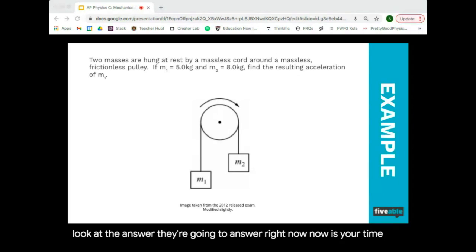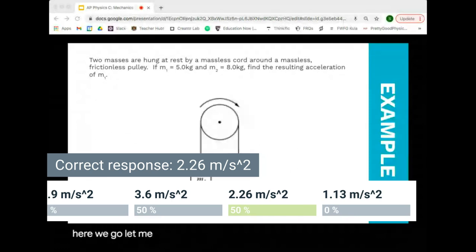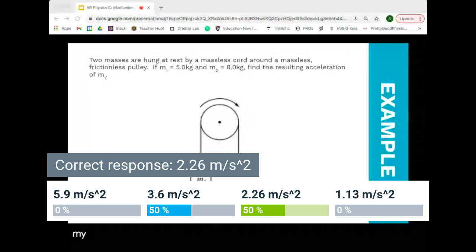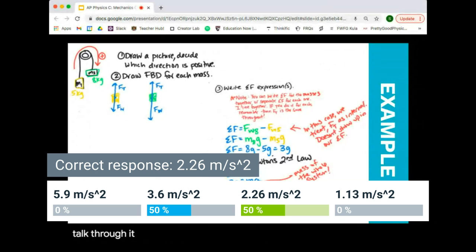So here we go. Let me show you what we got. So half of us got it, and half of us, I know what you did wrong, and I want to show you. So I was smart about my wrong answers this time, so I want to show you what happened. So let's talk through it, all the way through, just in case.